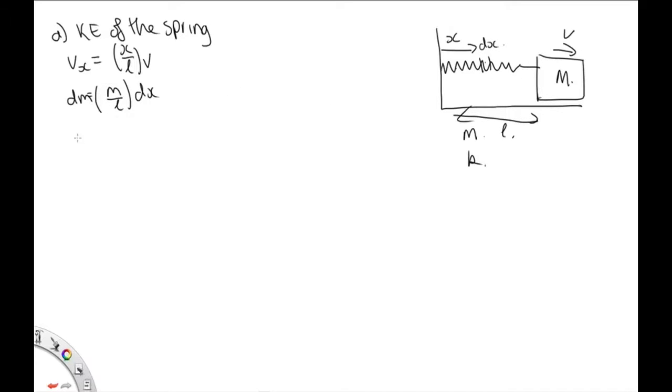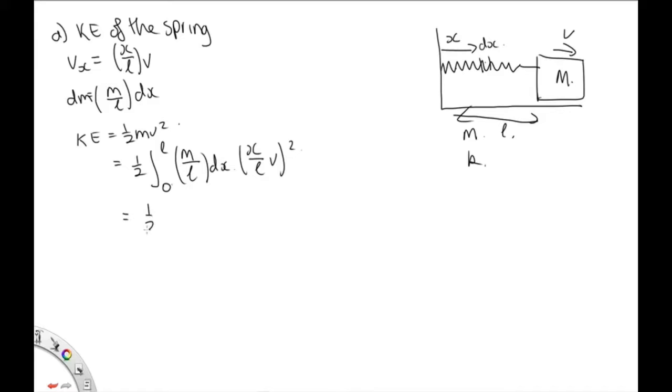So to get the kinetic energy, we know kinetic energy is a half mv squared, so we just need to sum together the mv squared from each of these little dx's. So to do that, we integrate all along the spring, so from 0 to L. The mass of each of those sections is given by m over L dx, and the velocity of each of those sections is x over L v all squared. Okay, so this is a half.